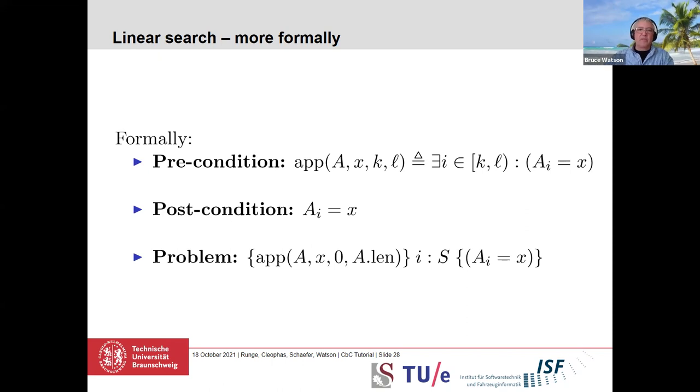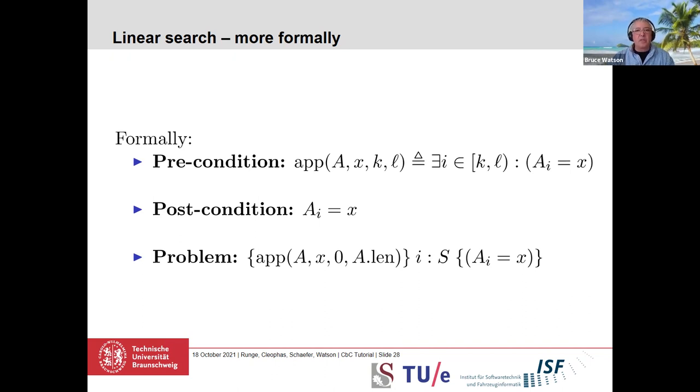And going back to the deck of cards, just as a reminder, we know that there will be some point at which X appears within the array, and we can actually bound it thanks to this K and L in this particular example. So the postcondition, the desired state after this algorithm terminates, is that we have arrived at I such that A subscript I is equal to X. So we've actually found the index at which it occurs.